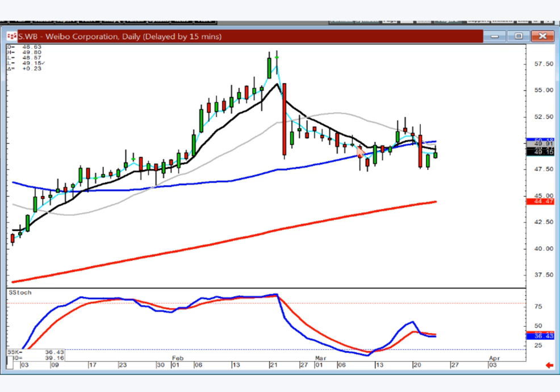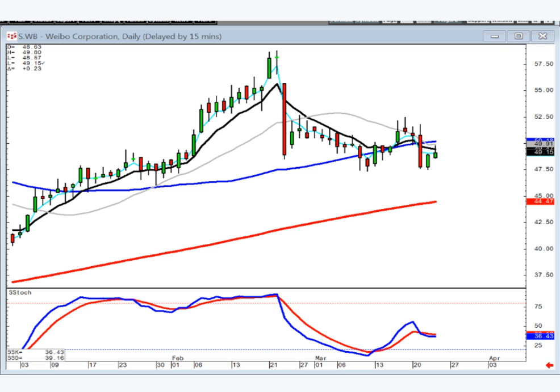Lebo, another one that with it closing back below the T line two days ago, you should have been out of this one, and you shouldn't be back in it until they can get back up above the T line with a convincing buy signal.